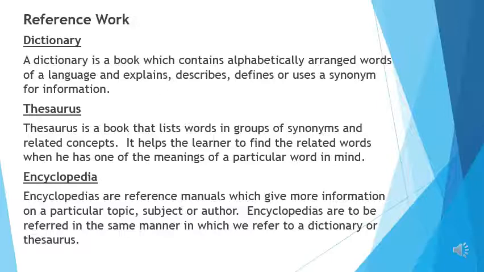So a thesaurus is a kind of dictionary which gives you synonyms and related concepts. For example, take the word beautiful. Instead of saying beautiful, you can say pretty, you can say adorable. So those are synonyms. Such words are synonyms for beautiful. So in a thesaurus you will have such words which are related to similar words.